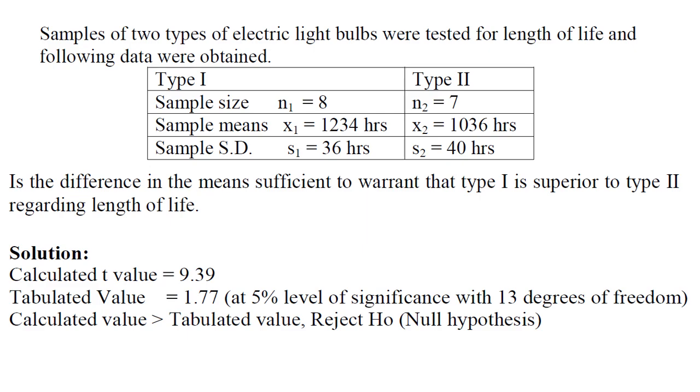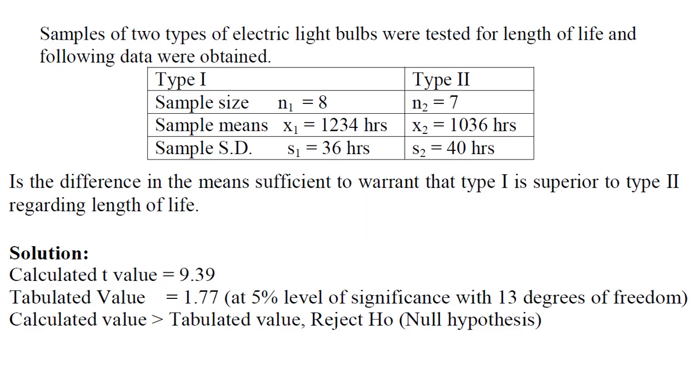So now let us see a problem based on this type. Samples of two types of electric light bulbs were tested for length of life and the following data were obtained. Is the difference in the means sufficient to warrant that type 1 is superior to type 2 regarding the length of life?